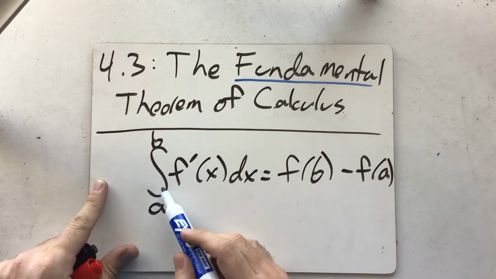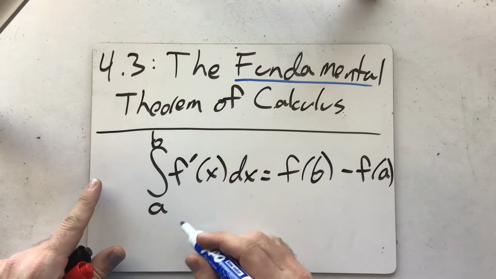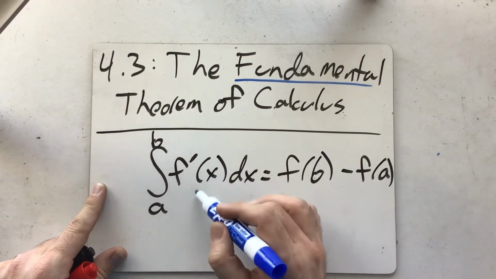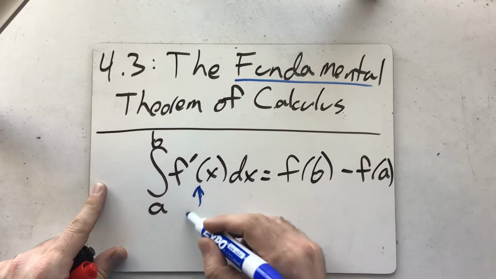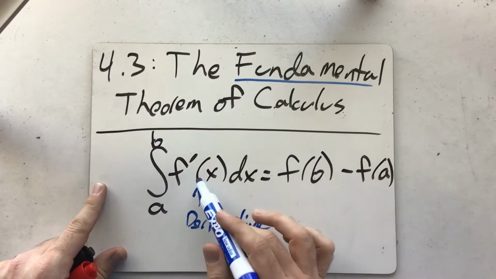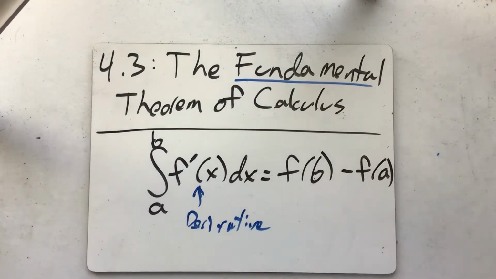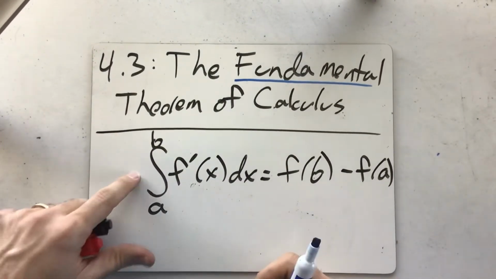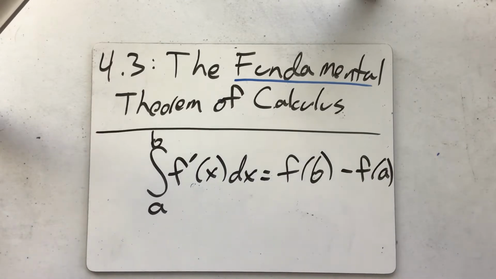It says if we have an integral, so remember what this means. This means we're taking the area, but if our function in here is a derivative function, so notice this is a derivative. So if we're taking an integral of a derivative, we get back the original function just as it is. So that means that somehow this integral and this derivative are opposites of each other. They do the opposite thing of each other. And we'll talk towards the end about why that might be the case.